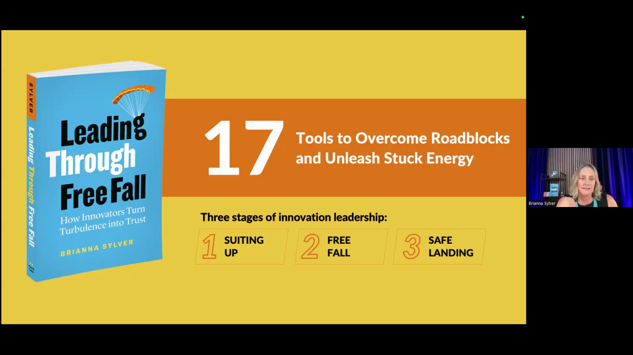And so what Leading Through Free Fall does is it offers real stories for how to overcome roadblocks and really help your teams and stakeholders to unleash stuck energy that might be behind the various initiatives you're working on. In it are 17 tools to support that activity, organized in 3 different stages: suiting up, free fall, and safe landing. Specifically, the chapter I'm going to share with you today is about the free fall. It's all these things that might happen that come out of left field. You cannot predict them, but you need to react to them, and hopefully you're reacting with grace instead of frustration.